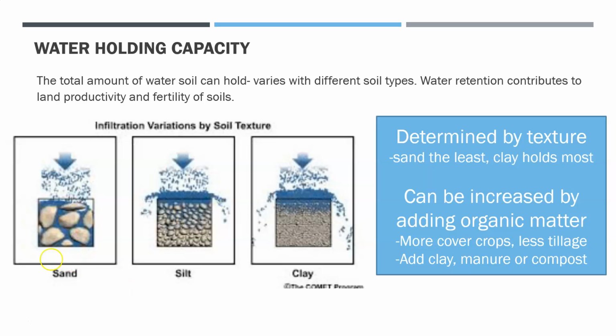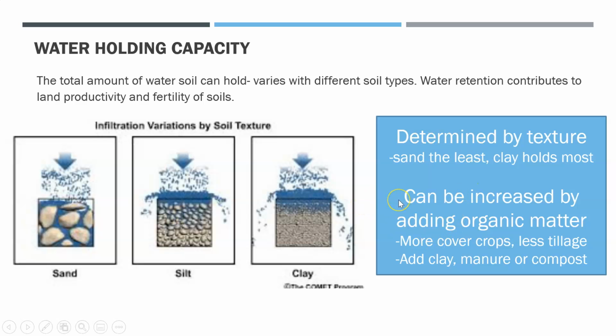So we know that different soil types have different water holding capacity. Sand has the least and clay has the most, to a point where we can see that the sand is not holding any water here and it's going right through it. The silt, it passes in and moves down slowly, and then the clay, it basically sits on top.